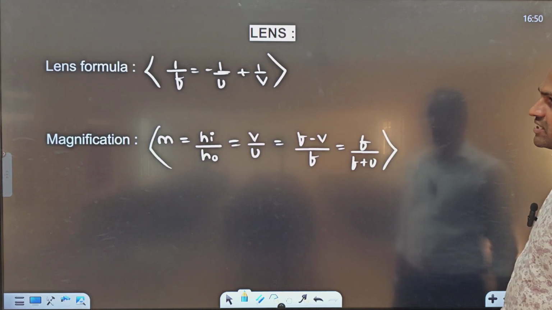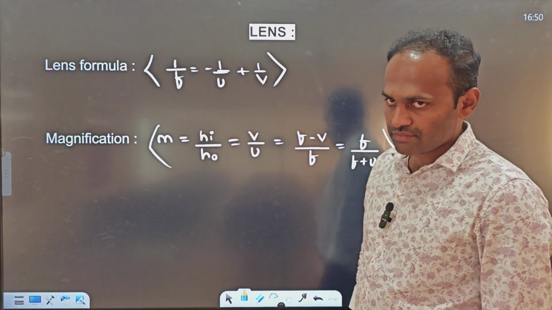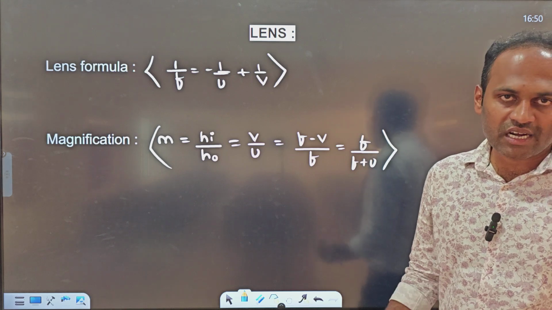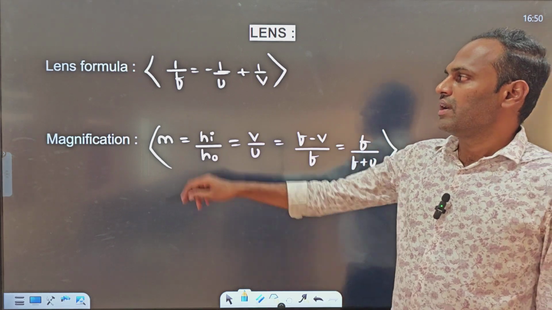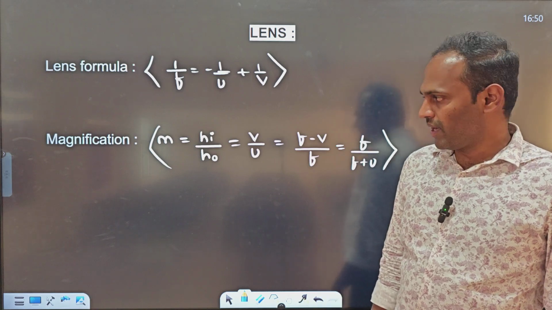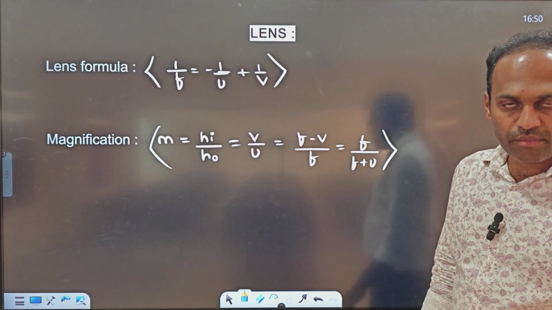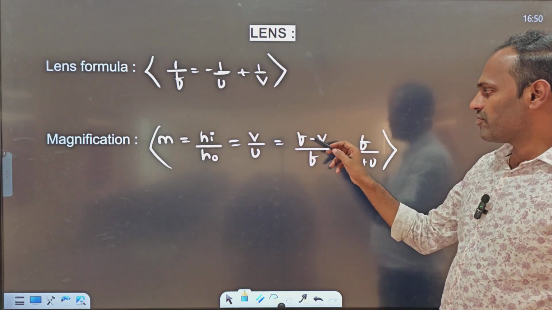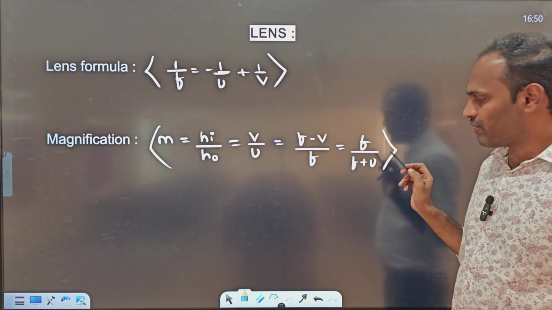Okay, let us go for the next concept then. Lens. We know at least one side of the lens has to be curved and it is a transparent medium, right? So lens formula, 1 by f is equal to minus 1 by u plus 1 by v. Magnification, height of image upon height of object, or image distance upon object distance, right? Or f minus v divided by f, or f divided by f plus u.